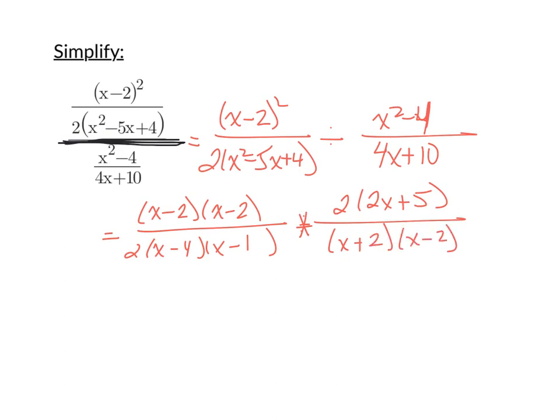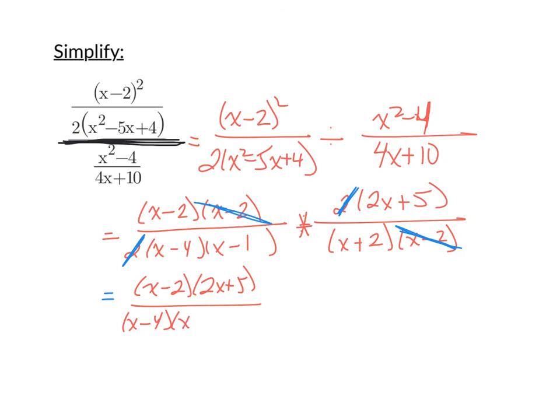Now that everything is completely factored, we look for common factors between the numerator and denominator. That 2 is one of them. So is the x minus 2. After that, I don't really see any. So, what are we left with? In the numerator, I see an x minus 2 and 2x plus 5. In the denominator, I got x minus 4 times x minus 1 times x plus 2.